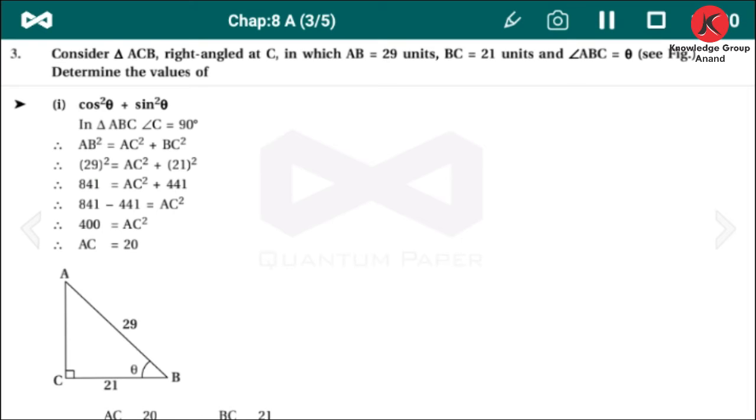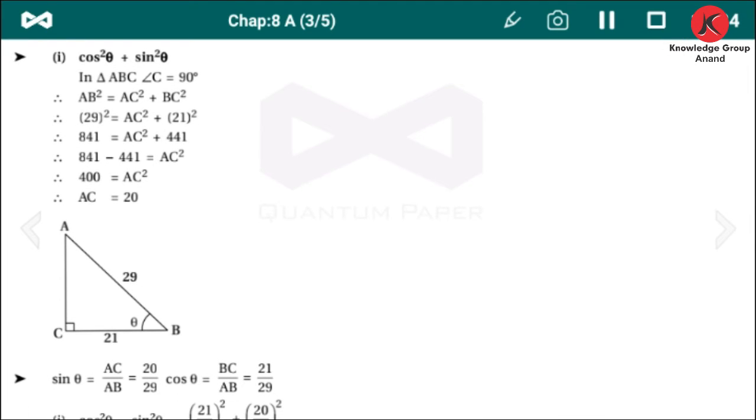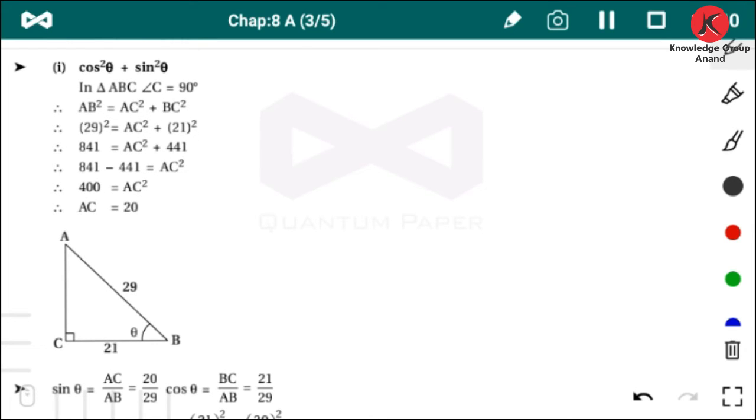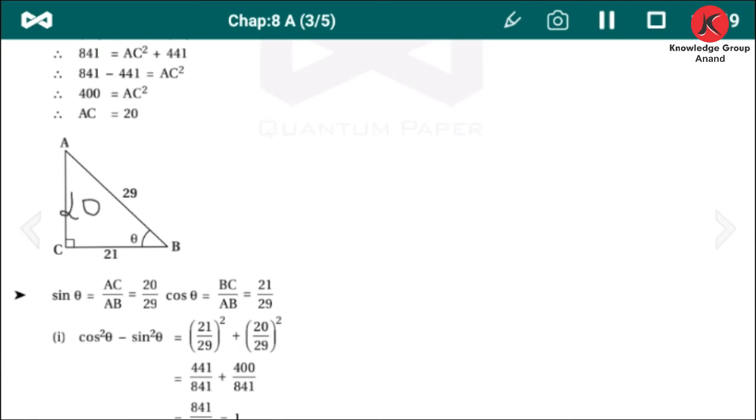Now angle ABC is equal to theta. Angle ABC, that means angle B is equal to theta. Find cos theta and sin theta. First we find that the side AC is equal to 20. Therefore, sin theta is equal to AC upon AB is equal to 20 upon 29 and cos theta is equal to 21 upon 29. Sum of both squares.